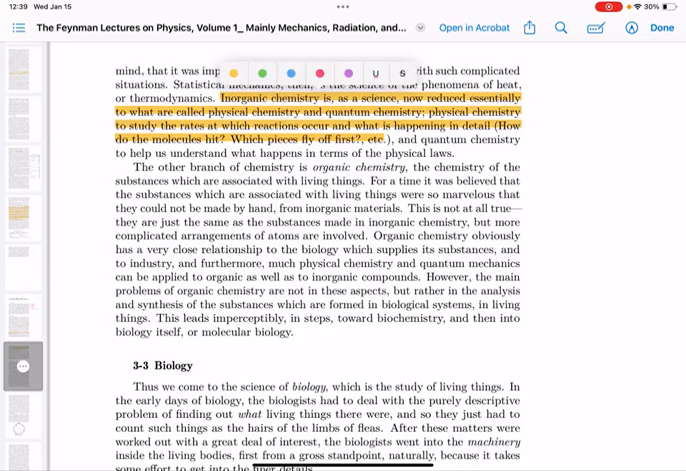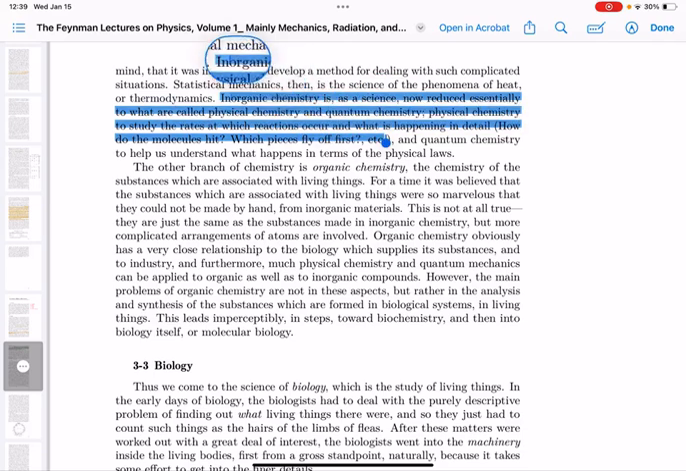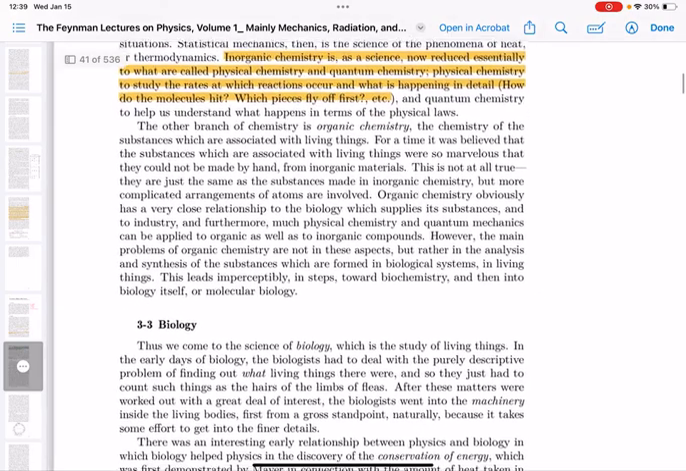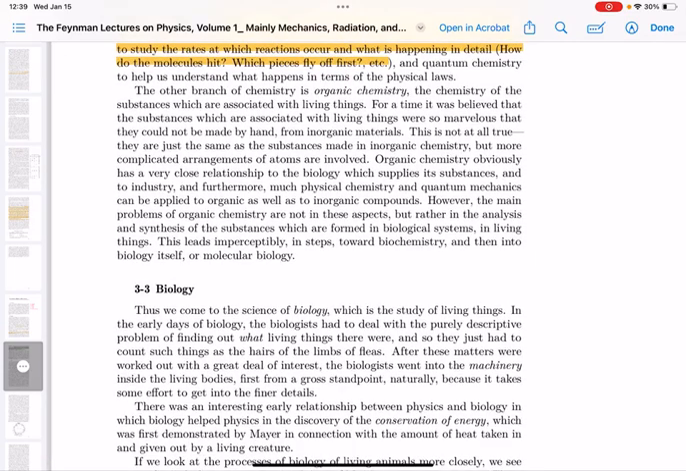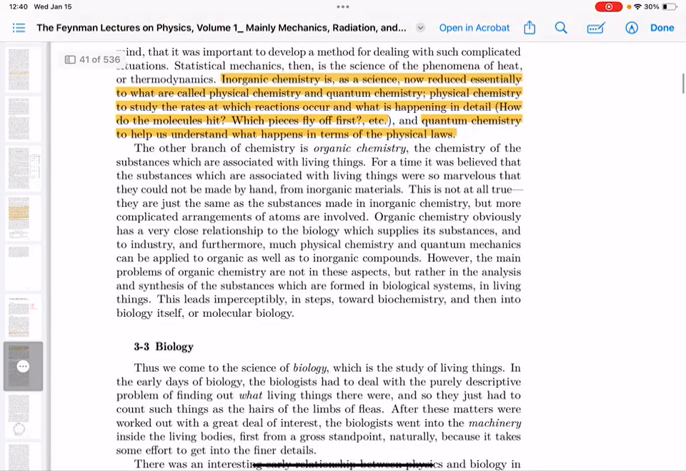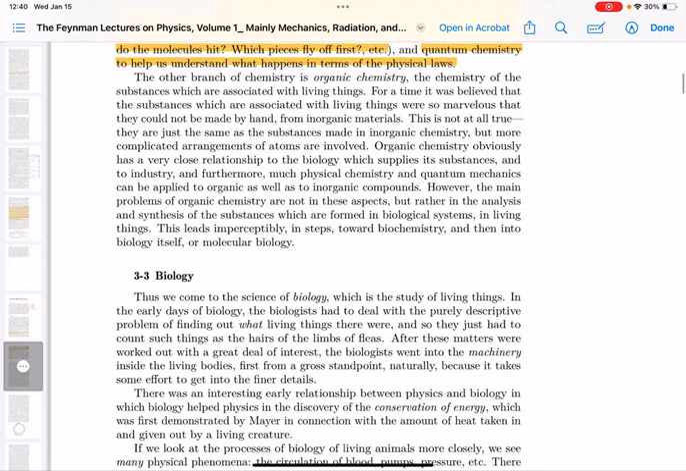Physical chemistry. Okay, I didn't want to do that. I just changed it. I wanted to change just that part, but it changed the whole. And quantum chemistry to help us understand what happens in terms of the physical laws. I don't quite understand that part. What's the difference now? Oh, okay. I kind of get the point.